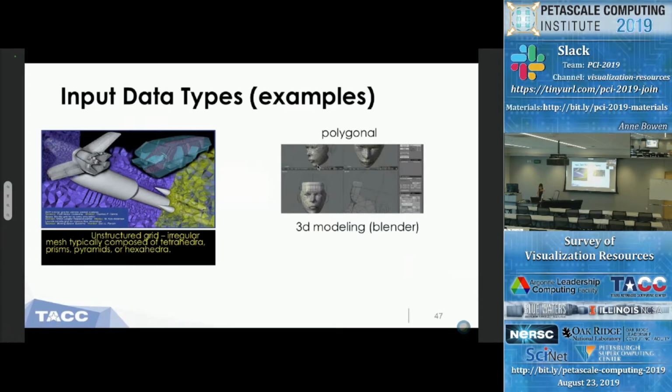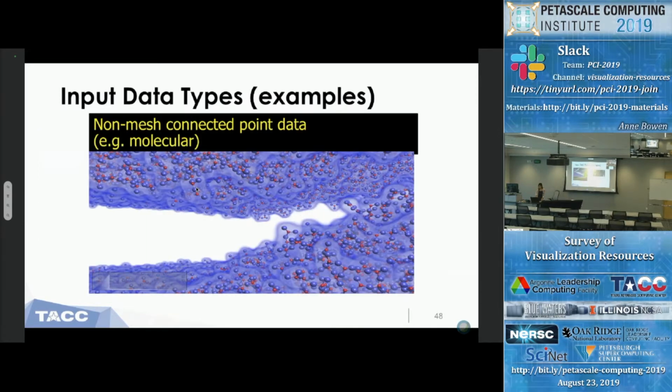And also, this is an engineering model that has kind of a composite, a bunch of different kinds in the unstructured grid. It's in a mesh that has tetrahedra, prisms, pyramids, hexahedra, all kinds of different things. So you can also read that kind of data into Paraview. And here is non-mesh connected point data. It's molecular data.